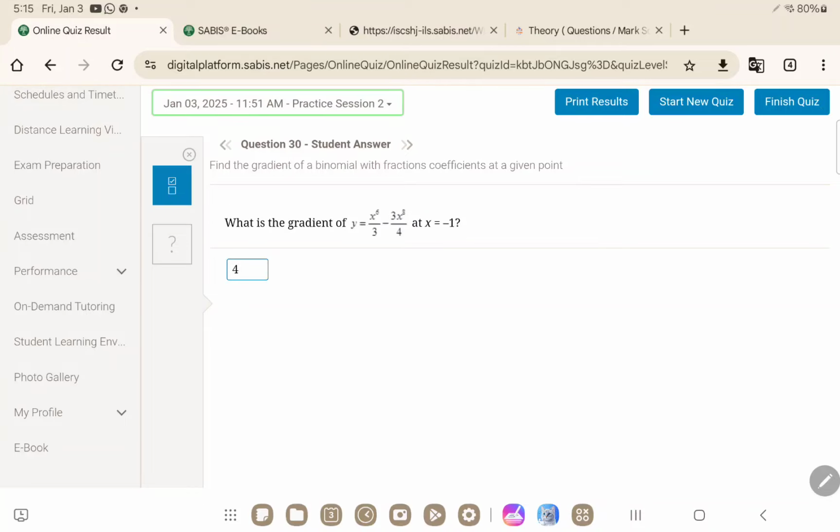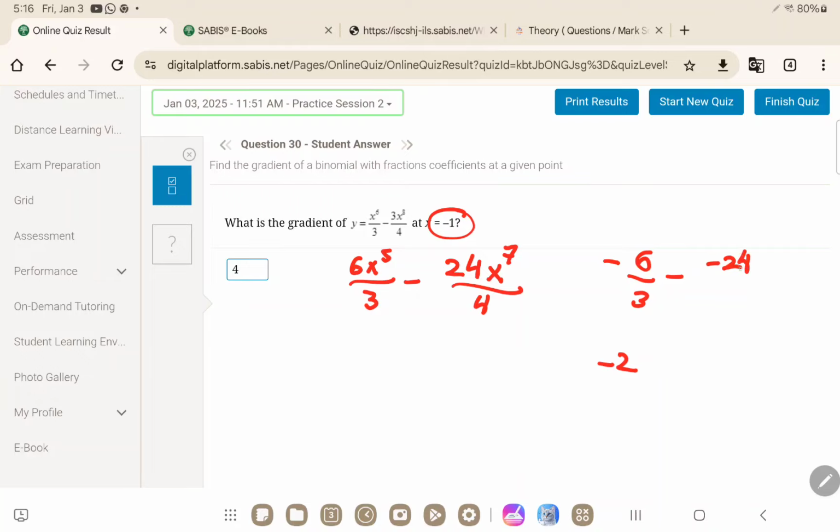Now, here, exact same thing. So 6x^(5/3) minus 24x^(7/4) and -1. So -6/3, so -2, minus -24/4, which is minus -6. So negative makes positive. So -2 plus 6 gives you +4. Now for the last question.